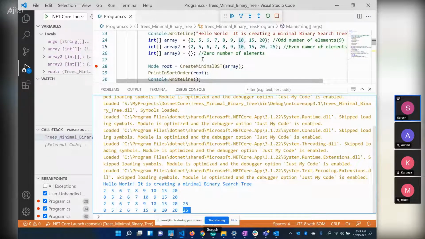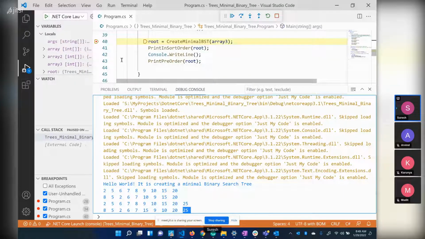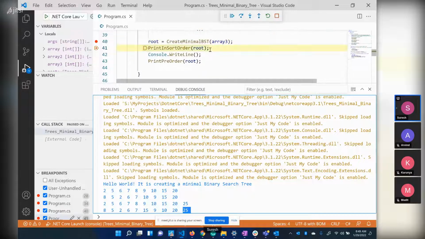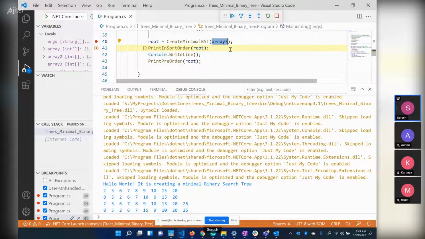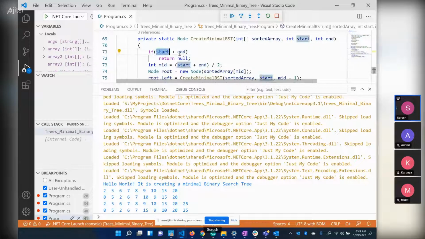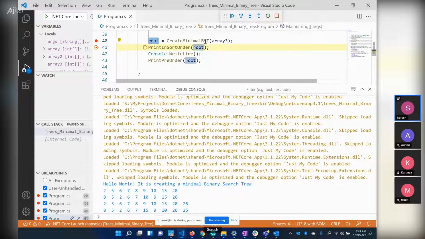And for 0 elements, you'll get nothing. But the algorithm should not break. That is very important. If I put it here and see what happens for our array 3, we got null. Array 3 has 0 elements, so start becomes 0 and end becomes 0 minus 1, which is minus 1. Since start is greater than end, return null. So null will be returned as the root for the third array.